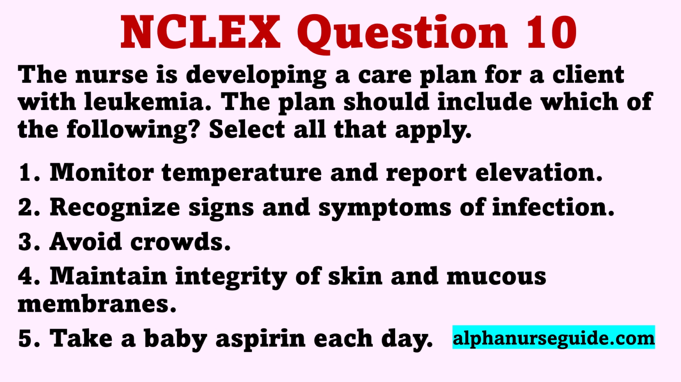The correct answers are 1, 2, 3, and 4. Nursing care of a client with leukemia includes managing and preventing infection, maintaining integrity of skin and mucous membranes, instituting measures to prevent bleeding and monitoring for bleeding. Aspirin is an anticoagulant. Bleeding tendencies, such as petechiae, ecchymosis, epistaxis, gingival bleeding, and retinal hemorrhages are likely due to thrombocytopenia.